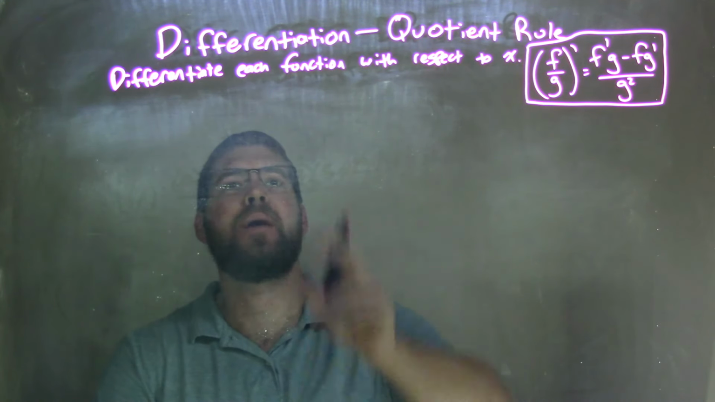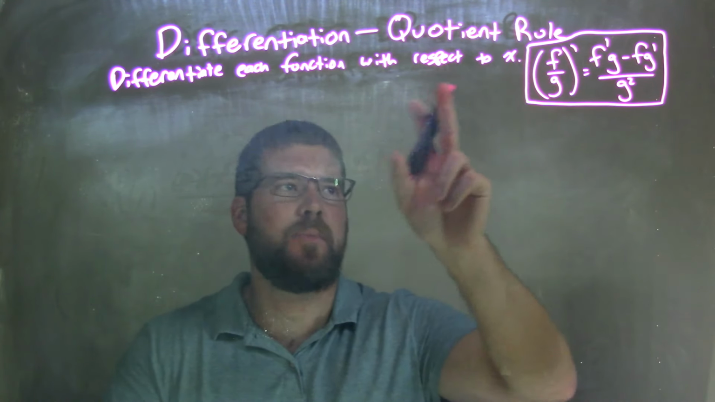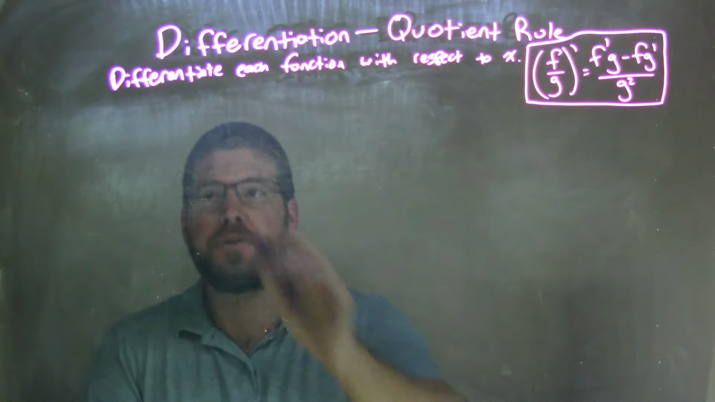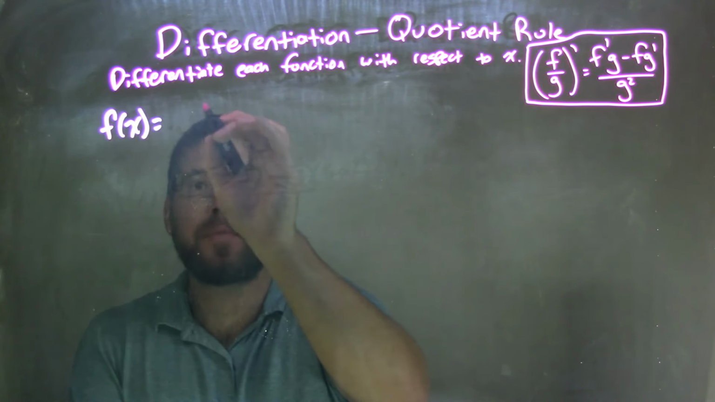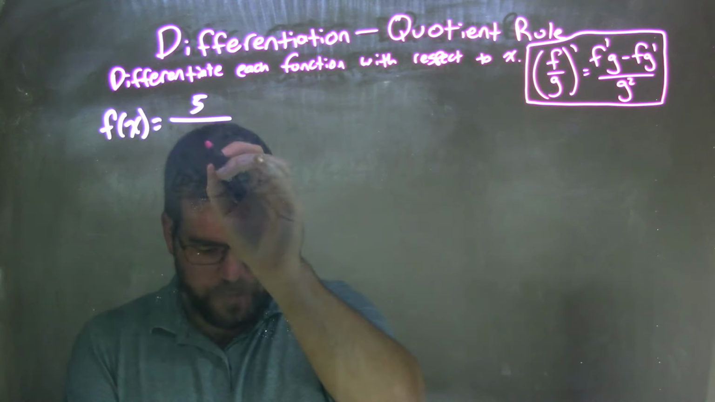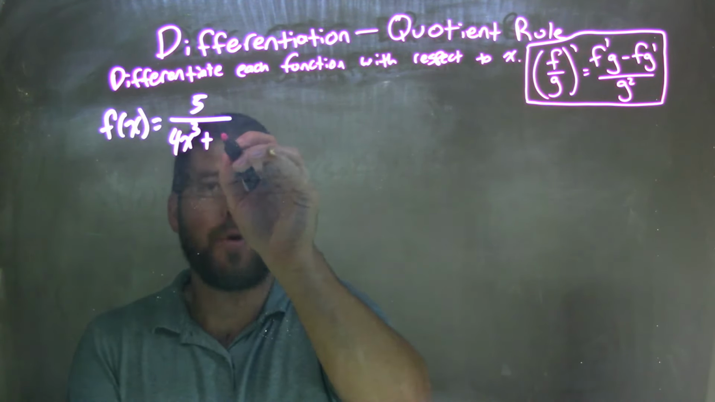And today we're going to learn about differentiation, and we'll apply the quotient rule, where we differentiate a function with respect to x. So if I was given this function, f of x is equal to 5 over 4x to the third plus 4.